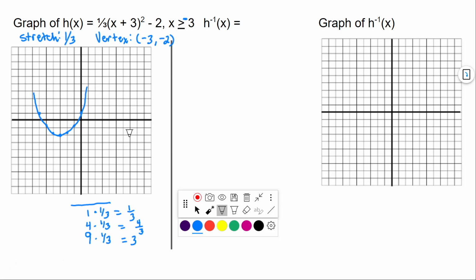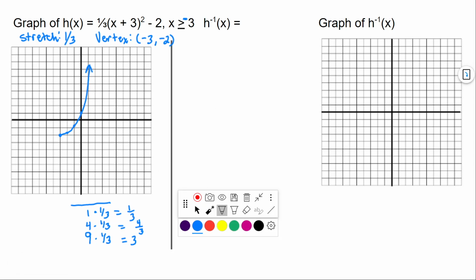So as you can see, this parabola is going to be wider than the parent function because of the stretch of 1/3. But one thing I didn't pay attention to as I graphed this is that my domain is only for the values of x that are greater than or equal to -3. So I didn't need these points to the left of my vertex. I only need the points to the right. And my graph will look something like this.